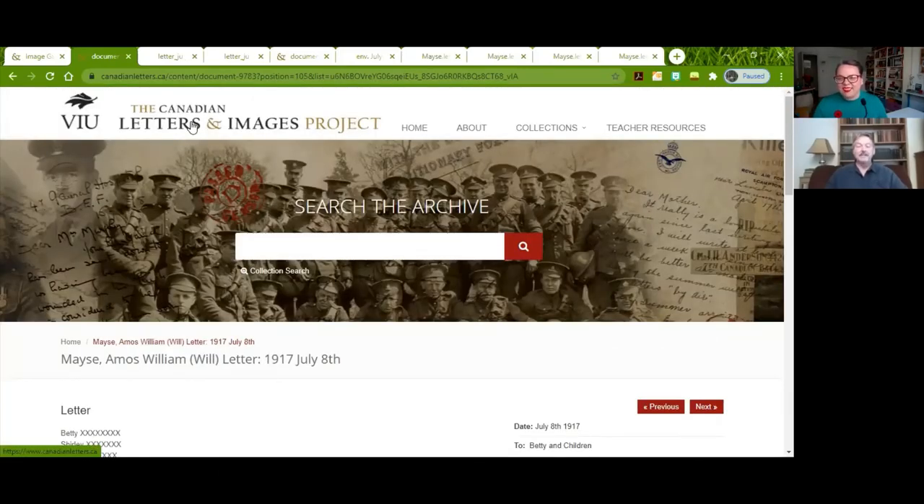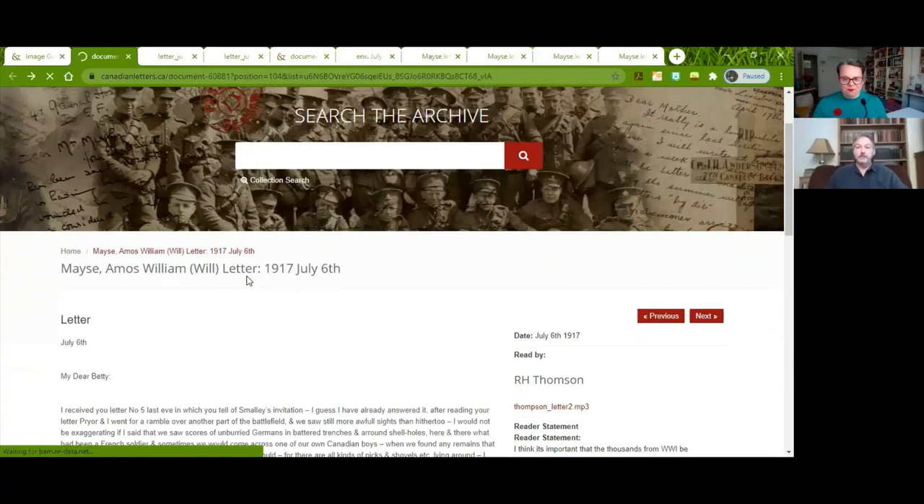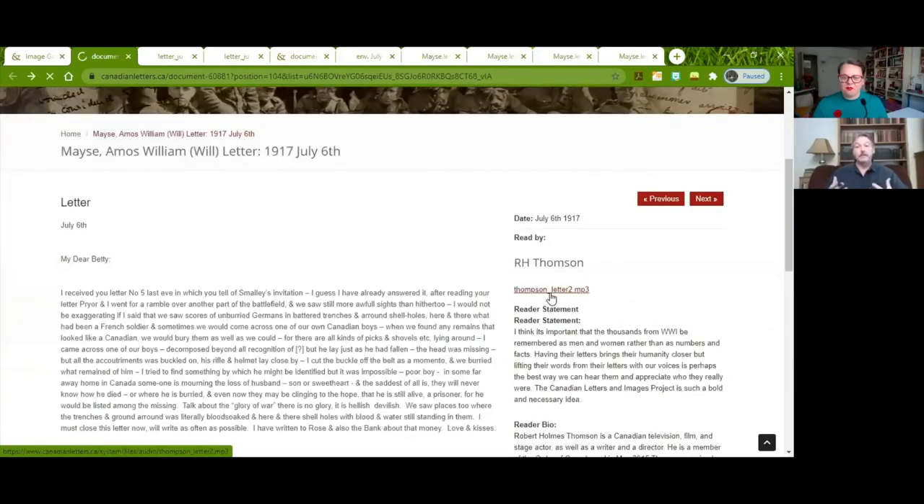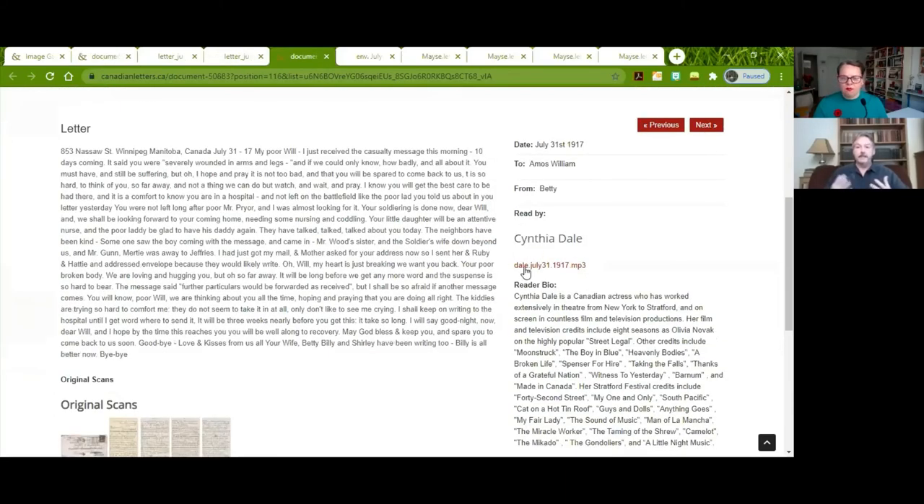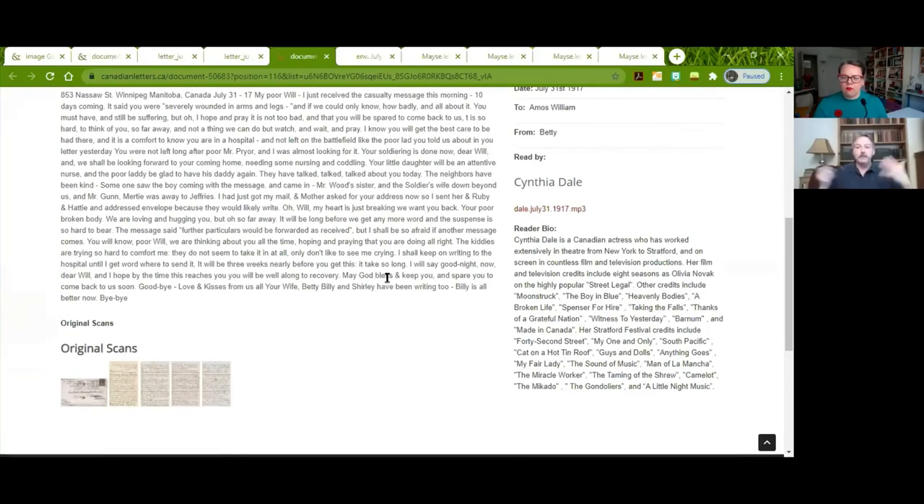I was going to say the other thing too about these two letters is that there's also an audio version of them. For students, it's very powerful to listen to the recorded version. One is by the actor R.H. Thompson, and the other is by the actress Cynthia Dale. And being able to simply listen to a letter, close your eyes and imagine, is also very powerful.